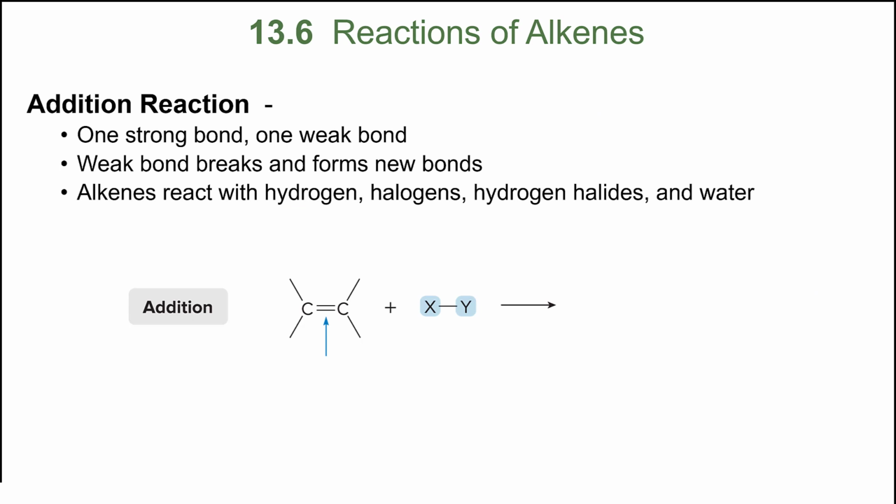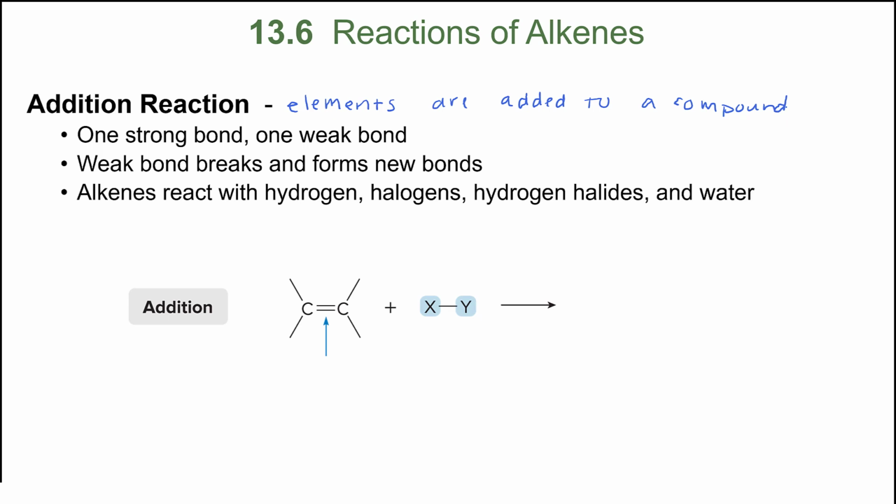Reactions that we can do with alkenes include addition reactions. In this case, elements are added to a compound. In an alkene reaction, one of the bonds is a strong bond and the other is weak. The weak bond is the one that breaks and forms new bonds. And we can do these reactions with hydrogen, halogens, and hydrogen halides, and also water.